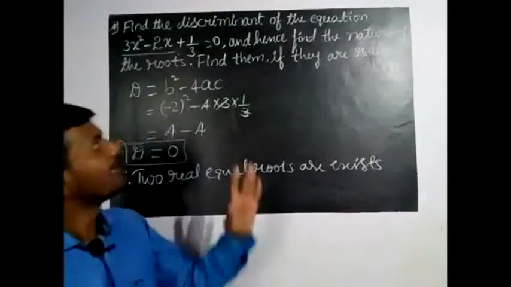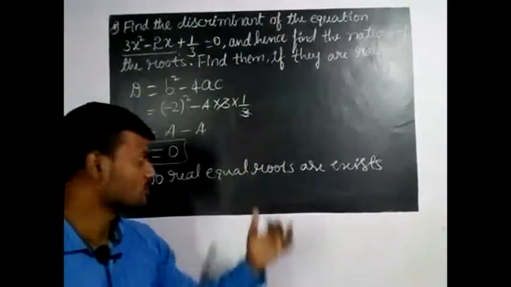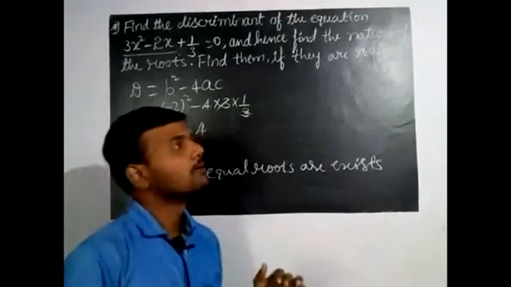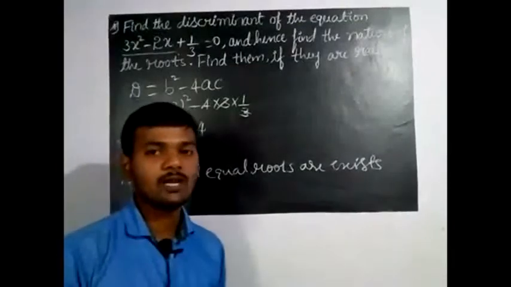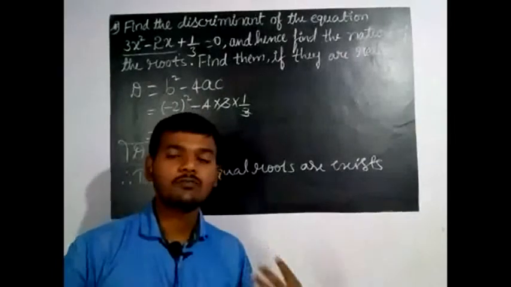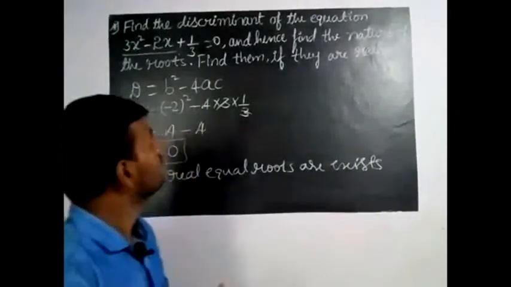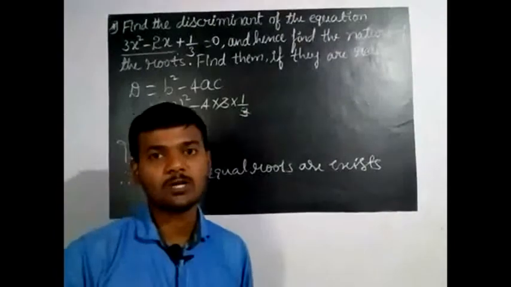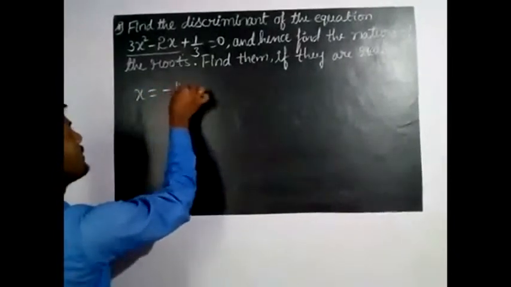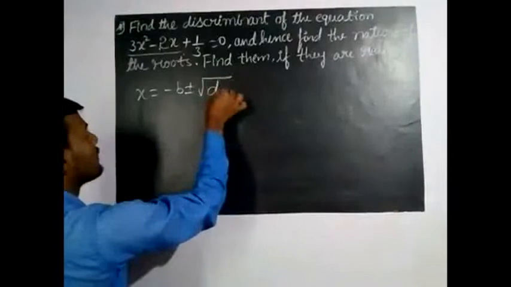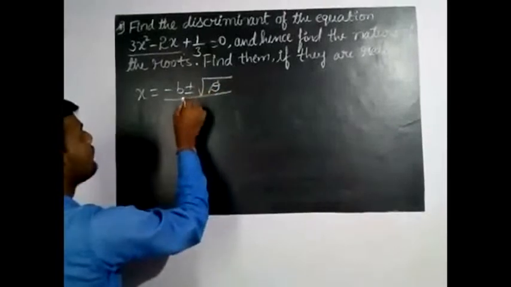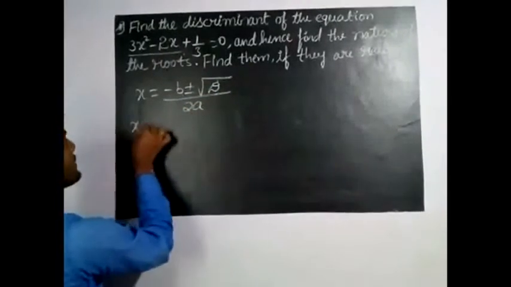Now, find them if they are real. So the roots are real, so we have to find them. Let us find them by the quadratic formula method or the factorization method. Whichever one is easy, we can apply. So here we can apply the quadratic formula to find the roots. We know the quadratic formula: x = (−b ± √D) / 2a, because we already found the value of D.